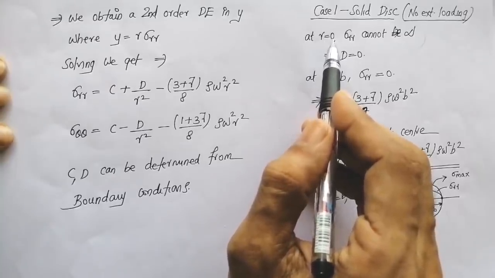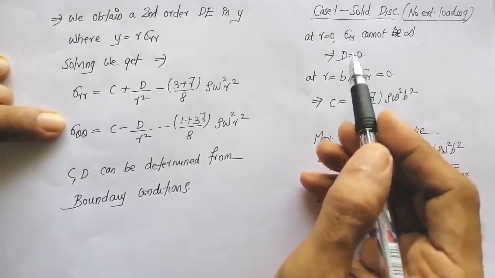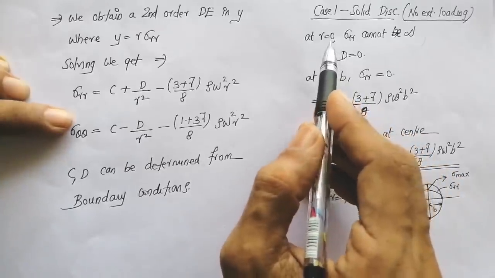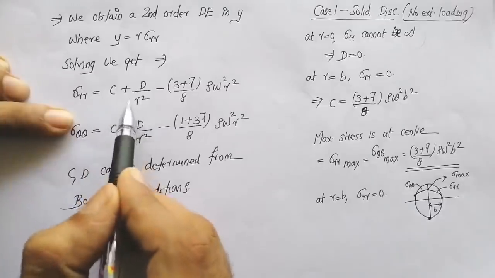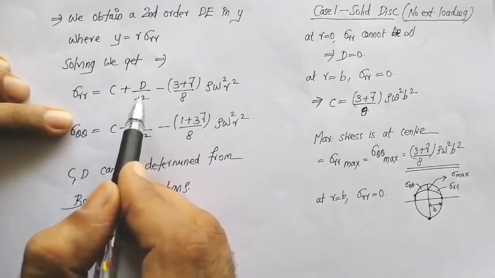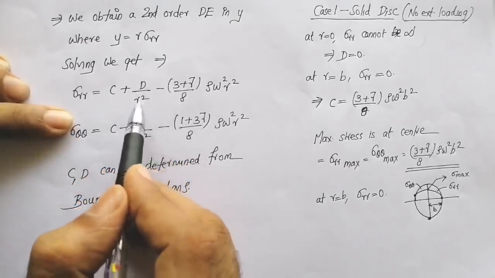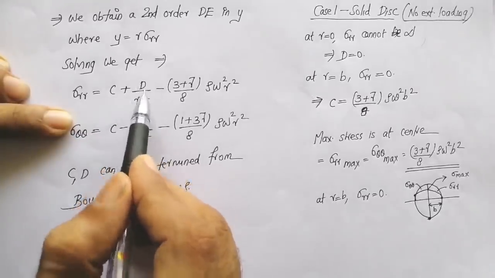At r is equal to 0. Remember, we are always imposing the boundary conditions on sigma rr and not on sigma theta theta. Now, let us see at r is equal to 0 what happens. For sigma rr at r is equal to 0, if I apply r is equal to 0 here, this term becomes infinity. So, the radial stress cannot be infinity. In order to avoid this infinity, we have to give 0 for d, so that this term vanishes.